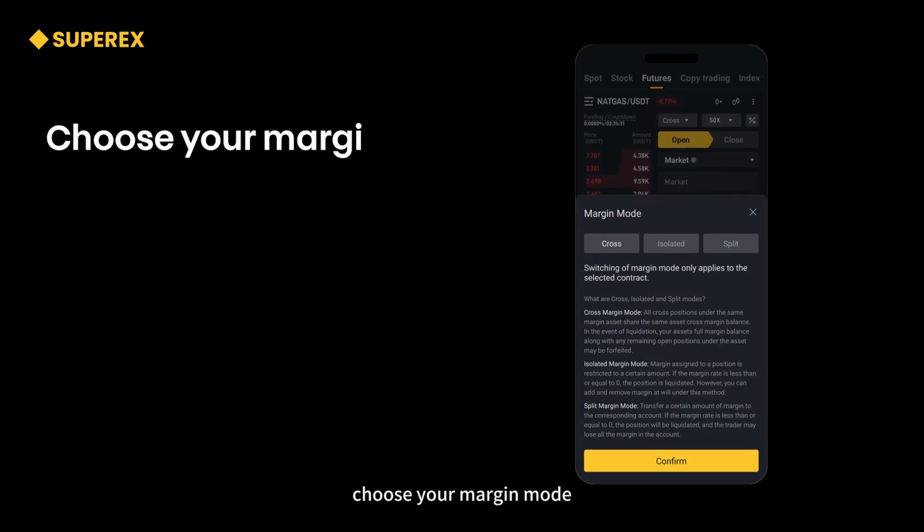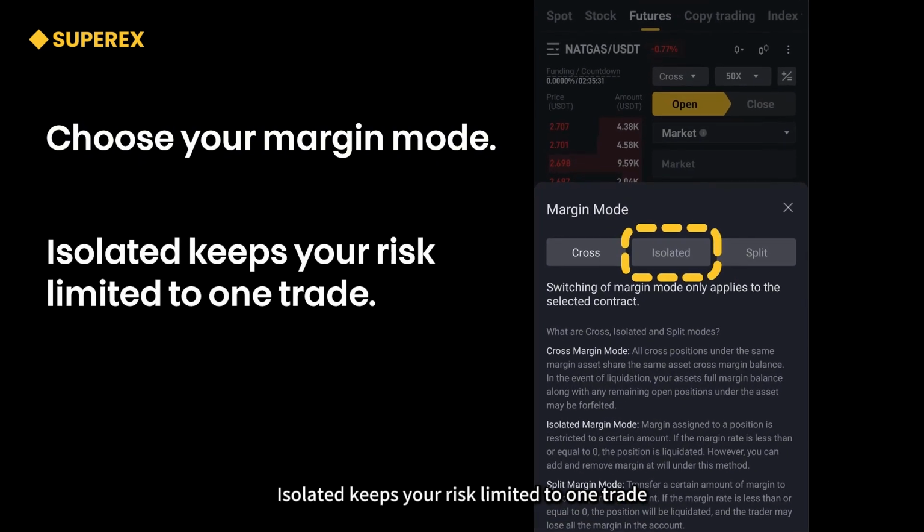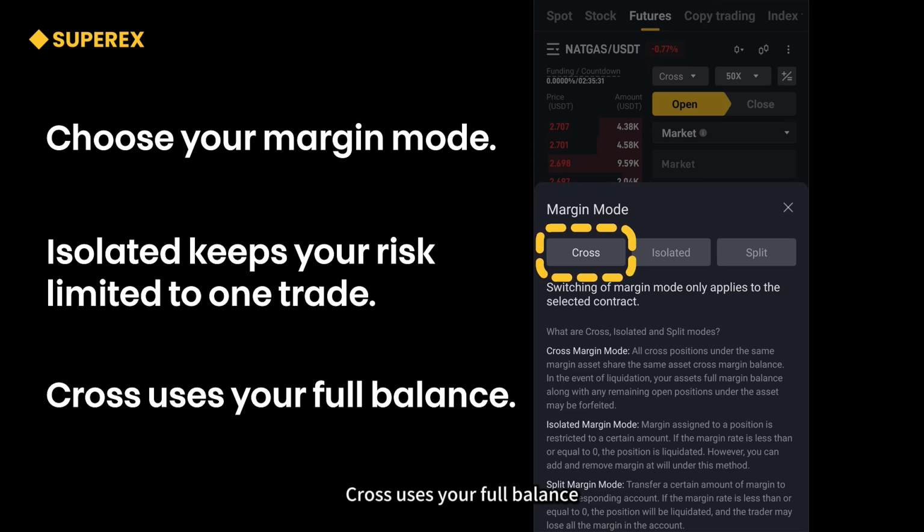Then choose your margin mode. Isolated keeps your risk limited to one trade. Cross uses your full balance, more flexibility, but more danger.